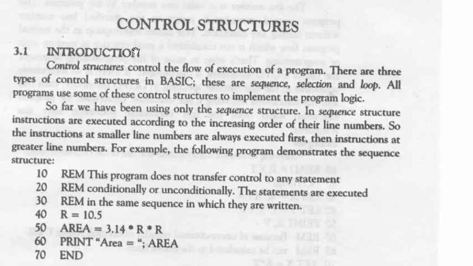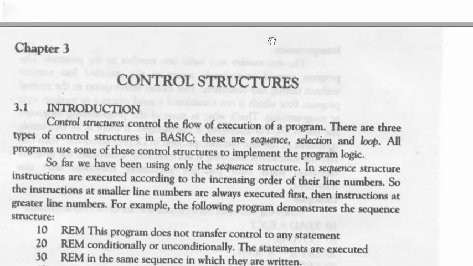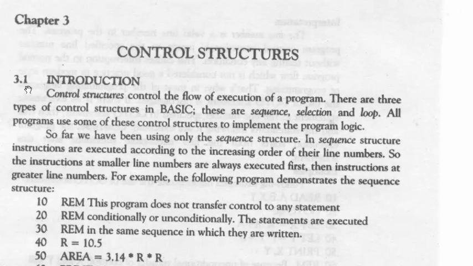Today we are going to study our unit number 3, which is control structures. Let's go through our introduction. Control structures control the flow of execution of a program. There are three types of control structure in BASIC. These are sequence, selection and loop.